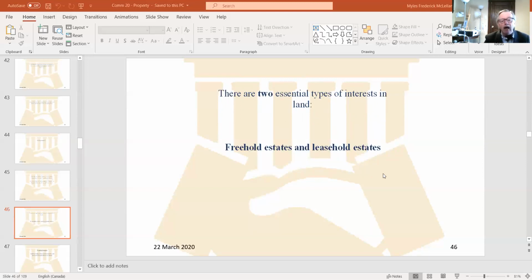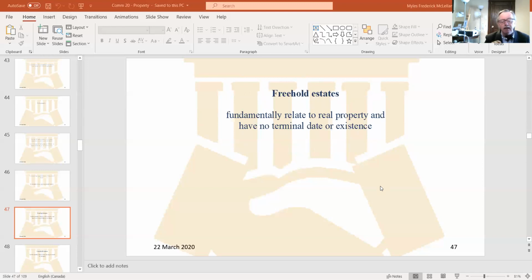There are two kinds of interests. Again, remember that property is really the relationship between individuals with respect to a thing which we consider to be property. So there are two kinds of those relationships that are important in dealing with real property, what are called freehold estates and leasehold estates. And freehold estates essentially deal with the ownership of property.